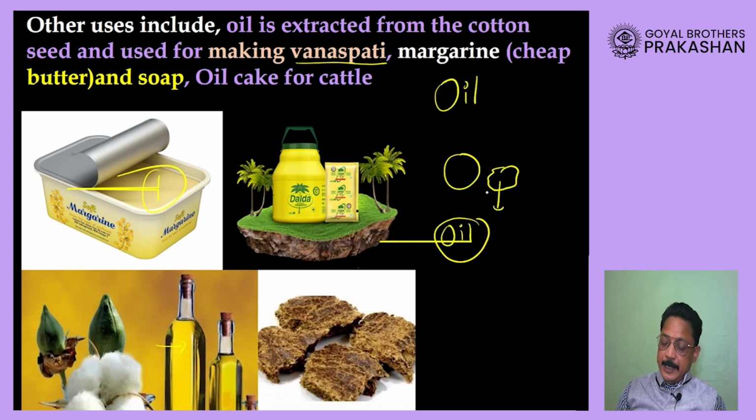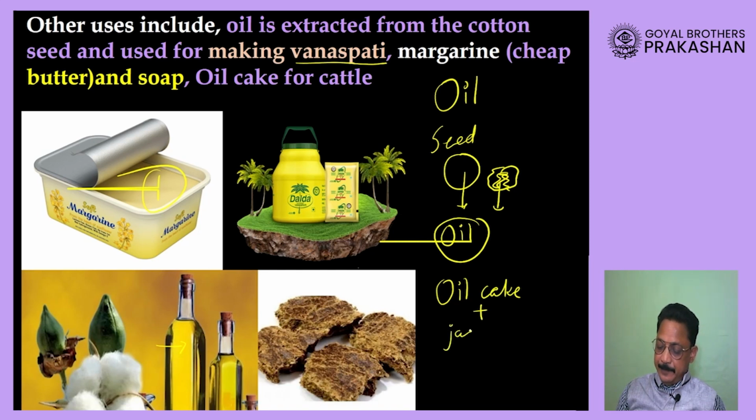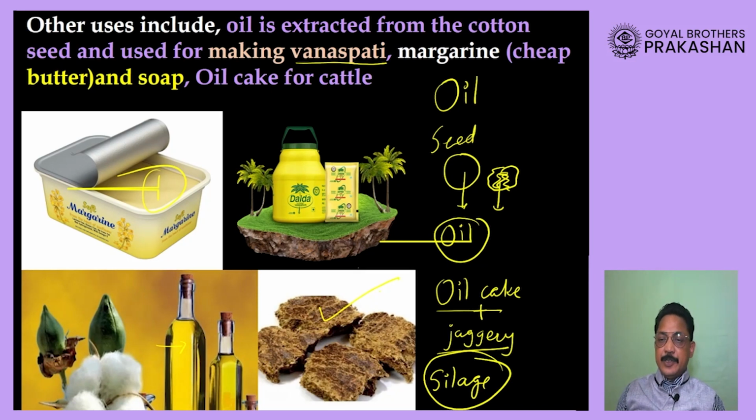Now I said sometime back, you take a cotton seed, crush the seed and convert it into oil, but the remaining crushed part is called oil cake. This oil cake is added with jaggery, and this jaggery and oil cake are fermented and converted into a material called silage. You can see here in a picture this silage, dear student.